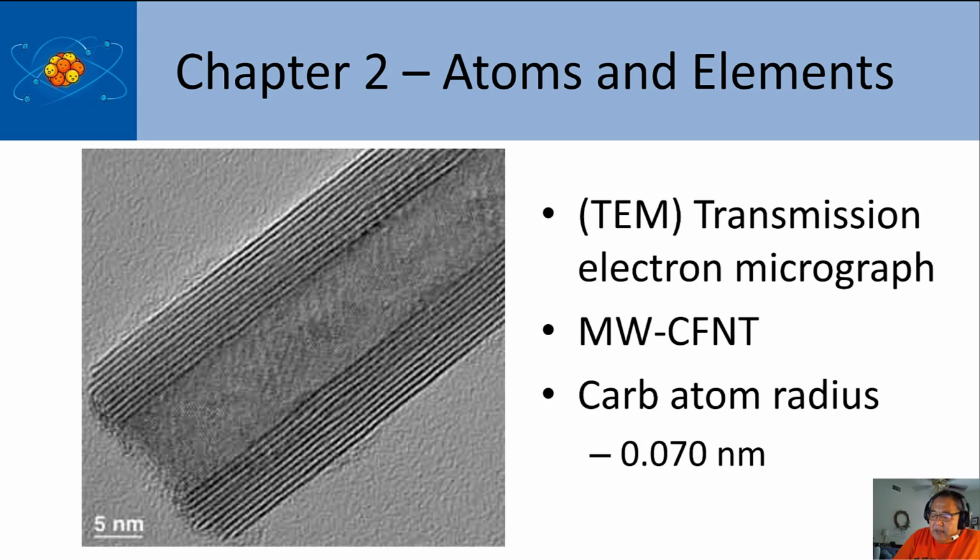That's what CFNT stands for, carbon fiber nanotube, and MW just stands for multi-walled. And actually, when I was working at NASA for a short period of time, 14 or 15 years ago now, I was asked to come and consult on a project that was being worked on at the time. This is actually what we were using.